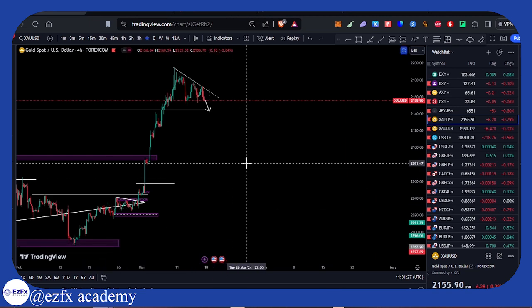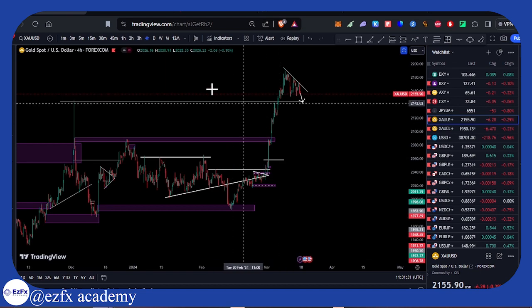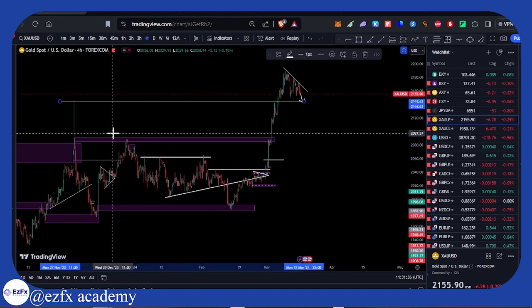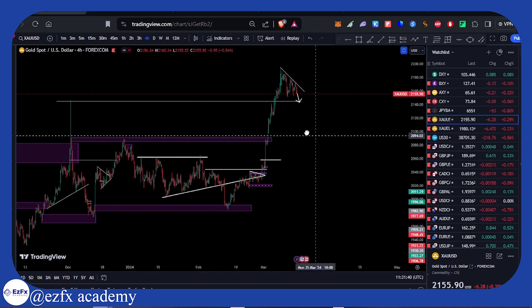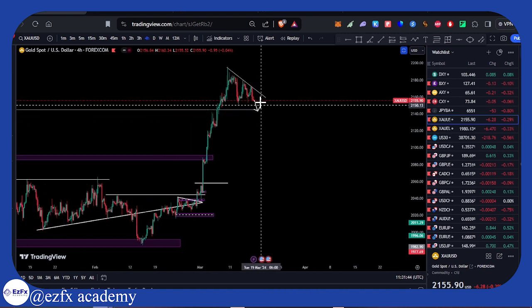First off, I want to be watching out for that bearish continuation on gold. This was our previous all-time high, around 2144.63 or so. As you can see here, there's every possibility for us to still come back towards that place.